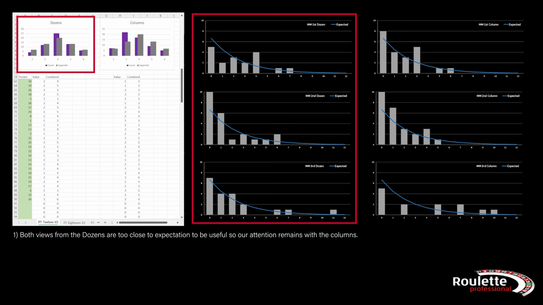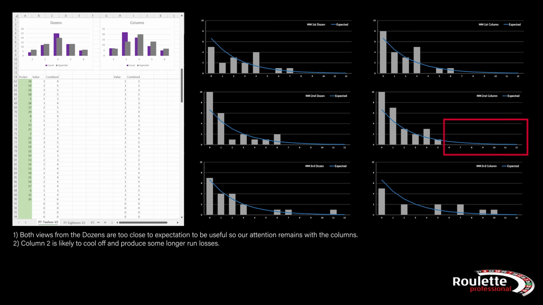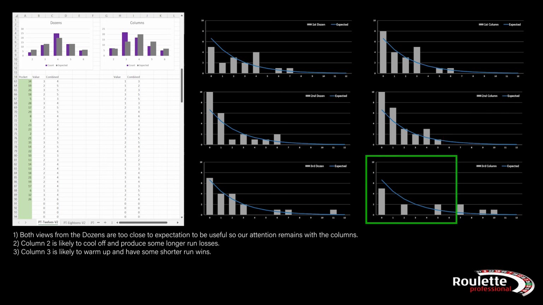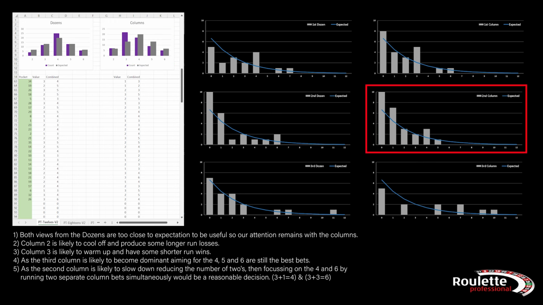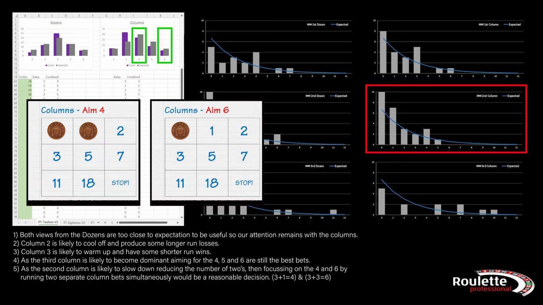1. Both views from the dozens are too close to expectation to be useful, so our attention remains with the columns. 2. Column 2 is likely to cool off and produce some longer run losses. 3. Column 3 is likely to warm up and have some shorter run wins. 4. As the third column is likely to become dominant, aiming for the 4, 5 and 6 are still the best bets. 5. As the second column is likely to slow down, reducing the number of 2s, then focusing on the 4 and 6 by running two separate column bets simultaneously would be a reasonable decision.